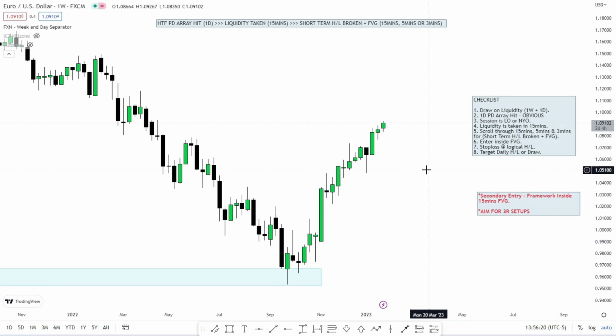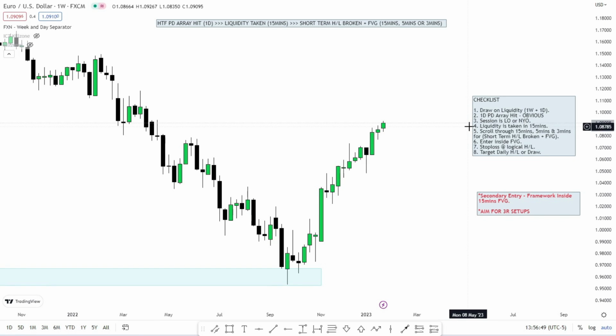Then after you have that obvious 1 day PDRA, you want to make sure that you're in a session, either London session or New York session, and then you want to see liquidity taken in 15 minutes. Once you take out liquidity, it is in the opposing direction of the draw. So if it is bullish, you want to see sell side liquidity being taken out. If it is bearish, you want to see buy side liquidity being taken out, obviously.